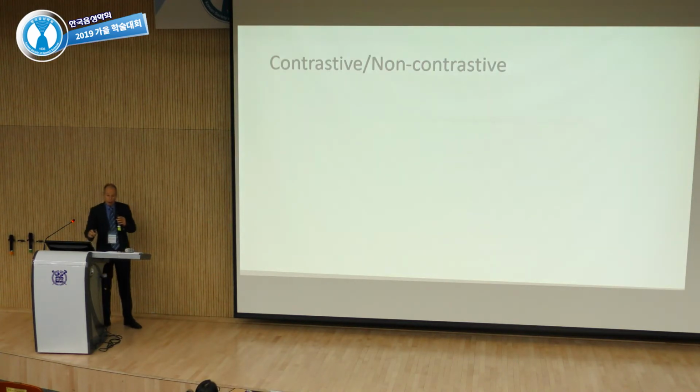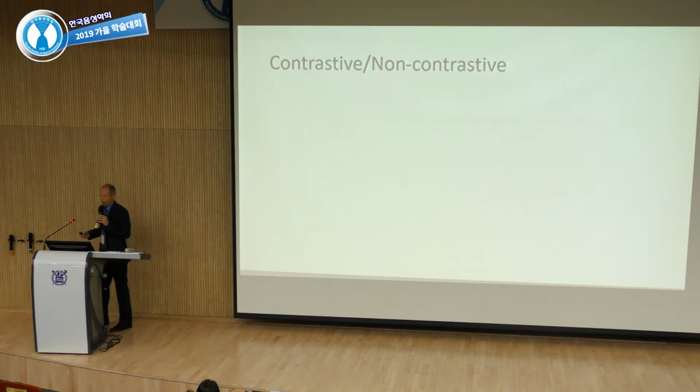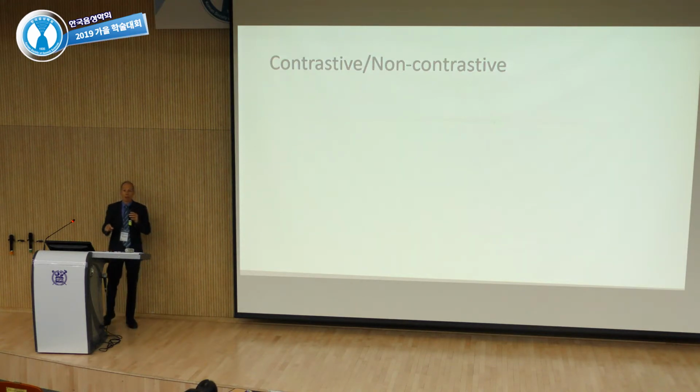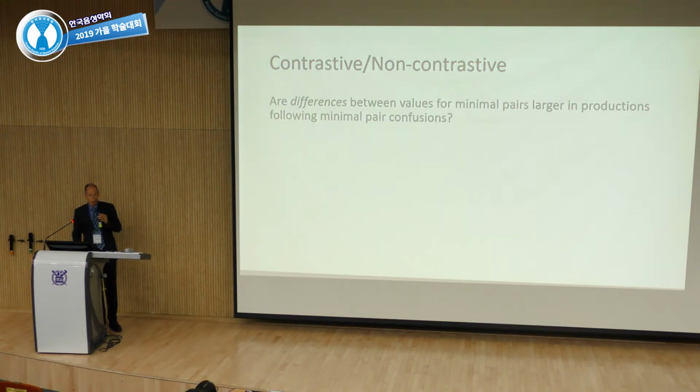Okay, now I mentioned earlier that the particular way in which we had rigged this fake speech recognition software gave us a great opportunity to look at different ways in which our speakers produce their clear tokens, depending on whether they were made to believe that a minimal pair confusion took place. Okay, so what we asked here was, are differences between values for minimal pairs larger in productions following minimal pair confusions? What does that mean?